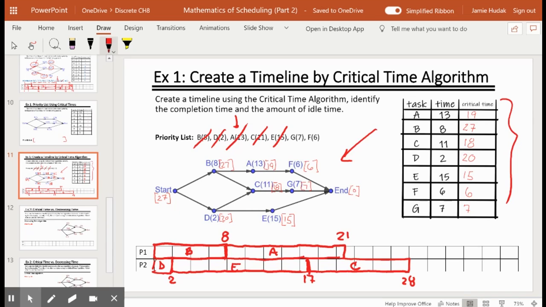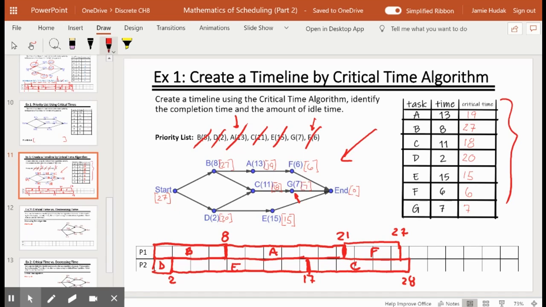Next in my list is G. G is waiting for C to finish, but worker 1 is ready to go while C is still in process. So I skip over G and I look at F. F is waiting for A to finish. Well, A finishes right here with worker 1. So I can schedule F right away. So those 6 units of time, 6 plus 21 is 27. So my schedule will bring me out to here with F.